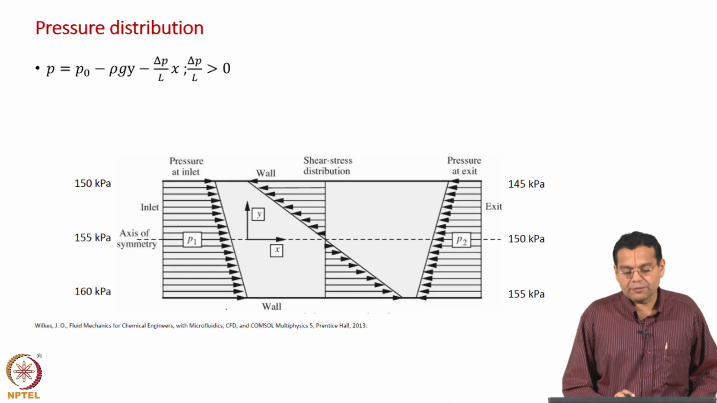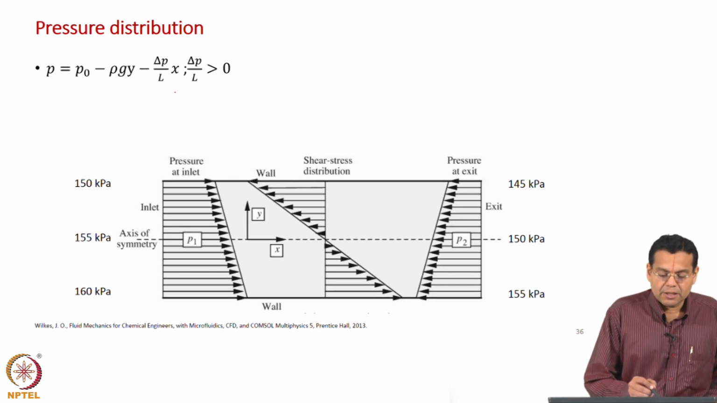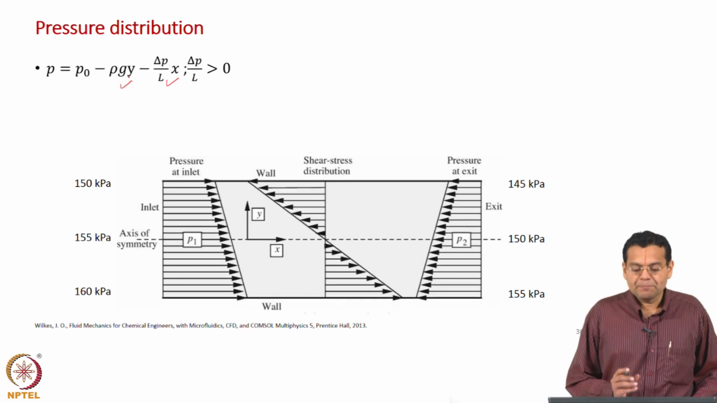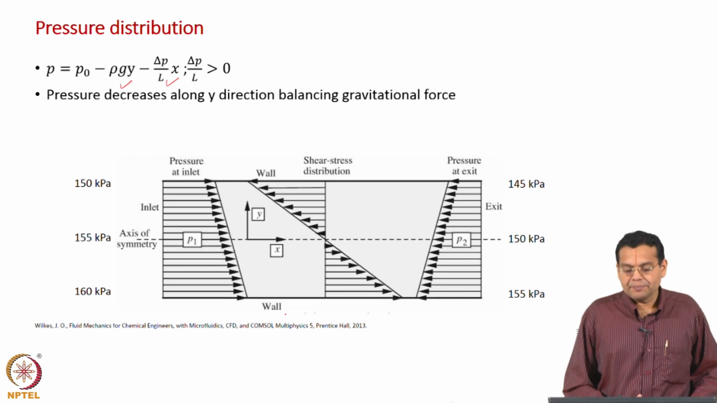What do we conclude from this? First observation is that pressure varies both along the x direction and the y direction. In the earlier case, there is a pressure variation only in the y direction in the case of planar Couette flow. Now, we have variation in both the x direction and the y direction. Now, let us discuss the y direction, because that arises because of the hydrostatic condition, and that term is the same as what we have seen earlier.